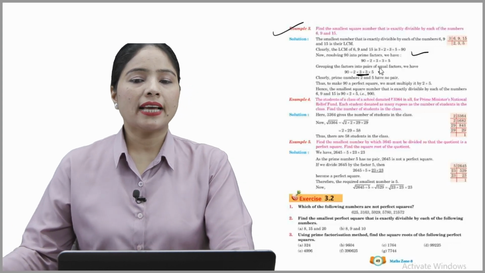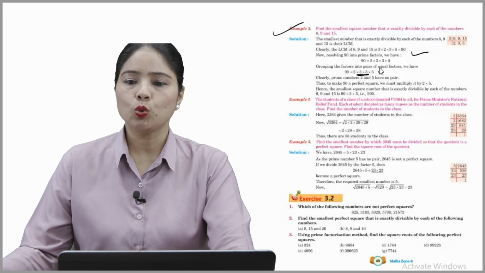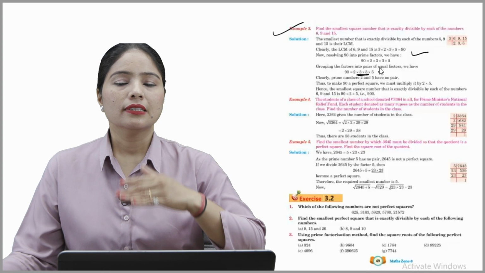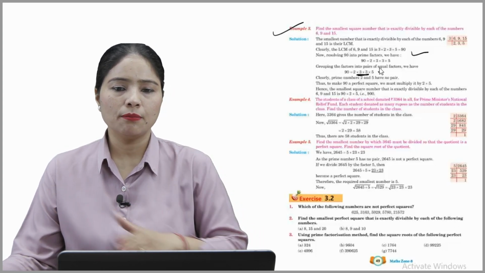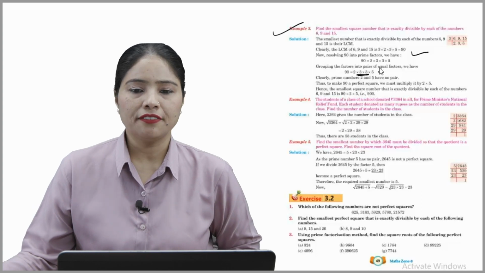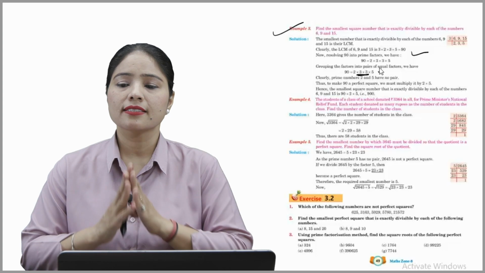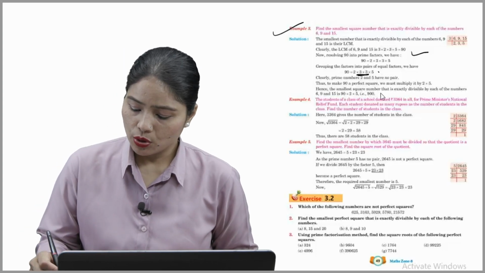So thus to make 90 a perfect square, we must multiply it by 2 and 5. Hence the smallest square number that is exactly divisible by each of the numbers 6, 9 and 15 is 90 into 2 into 5, that is, 900, beta. I hope you understood well. So this is the answer.